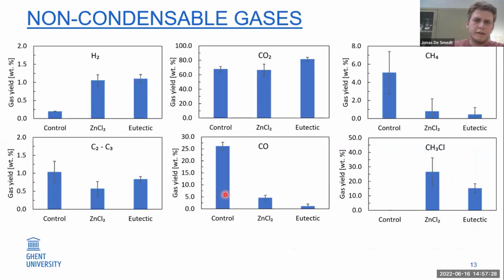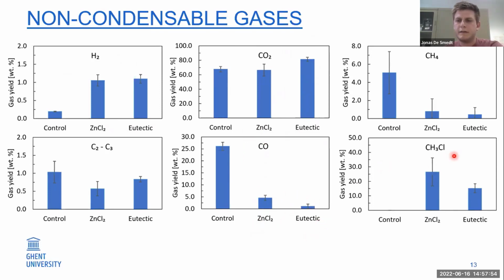Looking then again at the non-condensable gases that we observed, hydrogen stayed pretty much the same between the zinc chloride and the eutectic, but the interesting part is the CO2 and the CO again. So we have higher production of CO2 with our eutectic mixture compared to zinc chloride. And again, the inverse effect: higher CO production for zinc chloride and lower for our eutectic.